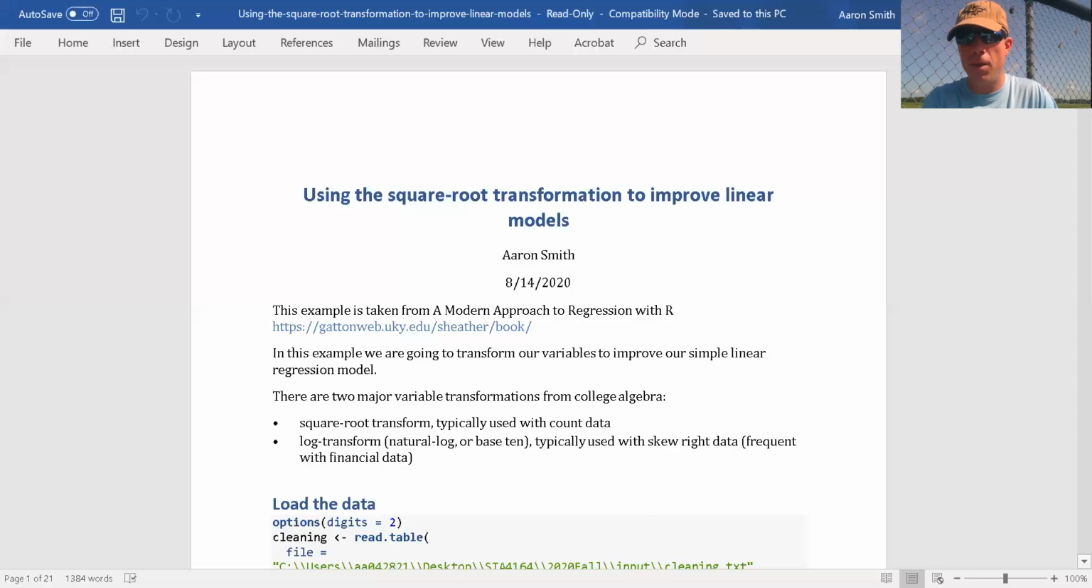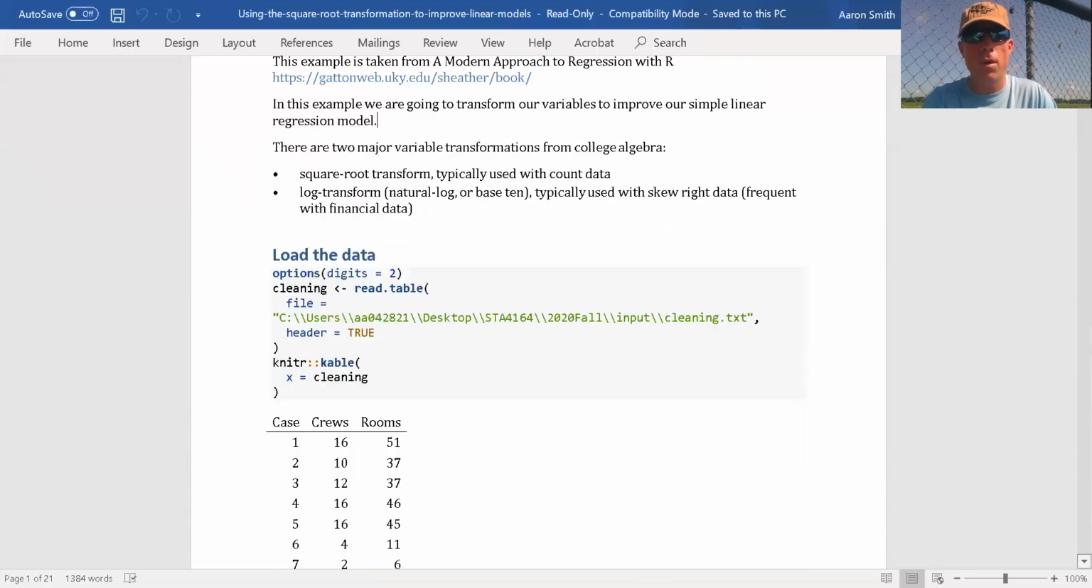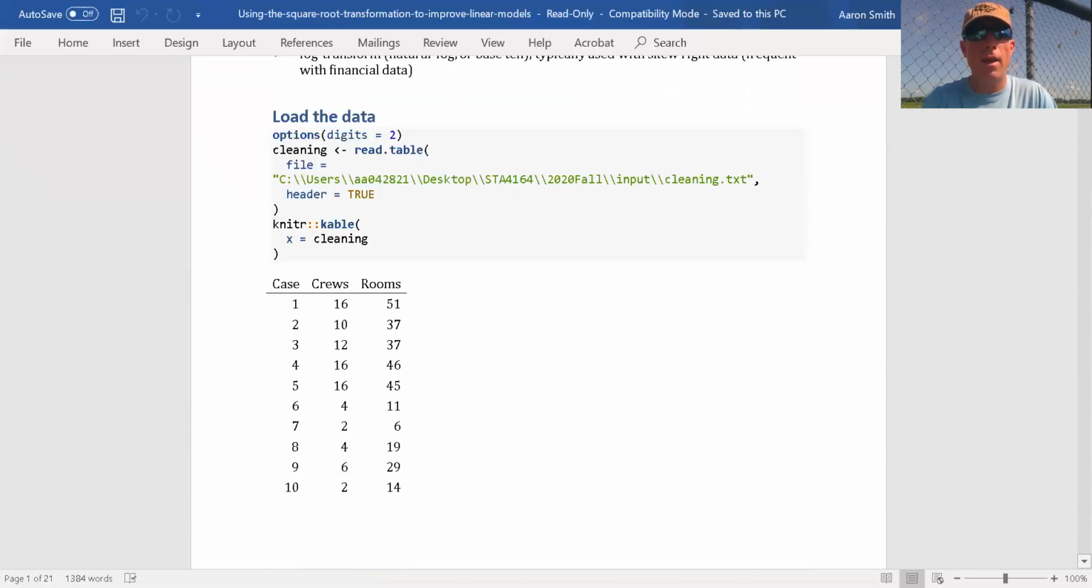All right, so let's get into our code. The first thing I do is load my data. I actually set the digits down to 2. I load the data and take a look at it.